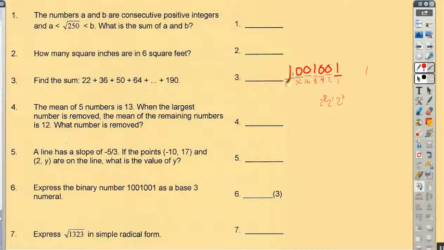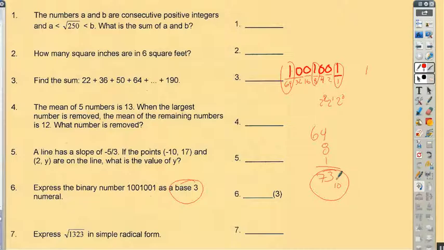32, 64, which means I have one group of 64. 1 times 64 is 64. 1 times 8 is 8. 1 times 1 is 1. So that means I have 9 plus 4 is 13, 73. So in base 10, I have 73. But that's not what it's asking. It's asking, what is the number in base 3? So now I need to convert this number into base 3.